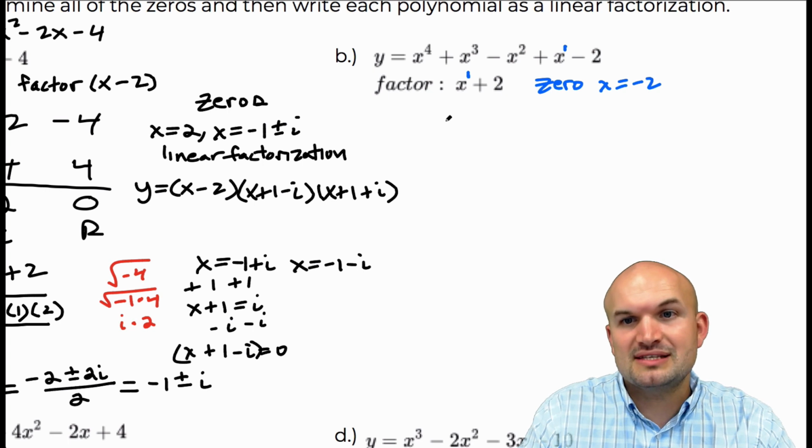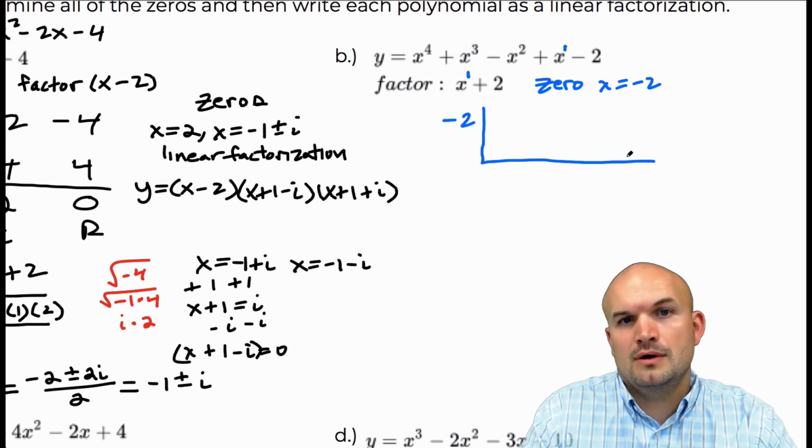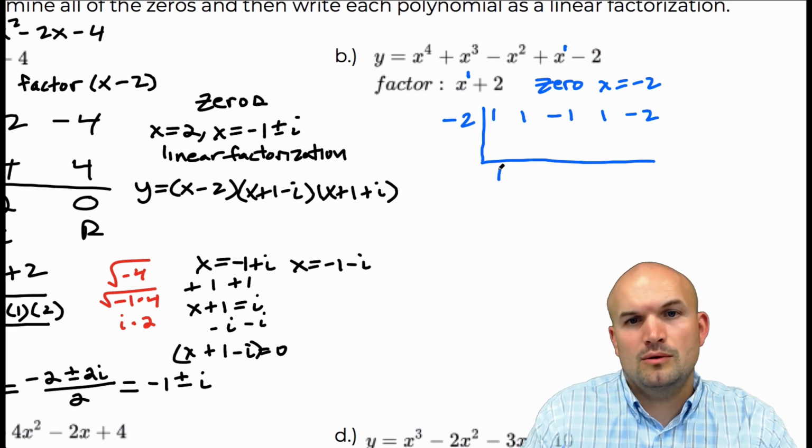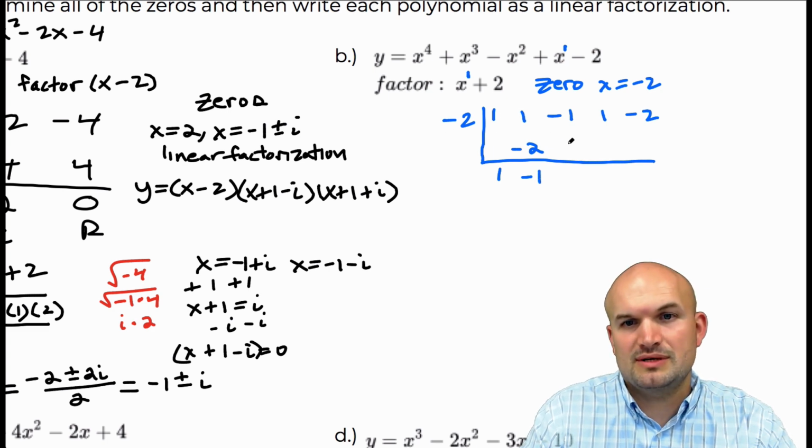So let's go and set up the synthetic division. So I put in -2. All right, and then I have 1, 1, -1, 1, and then -2. Okay, so bring down the 1. 1 times -2 is -2. 1 plus -2 is -1. -1 times -2 is a +2. -1 plus 2 is 1.